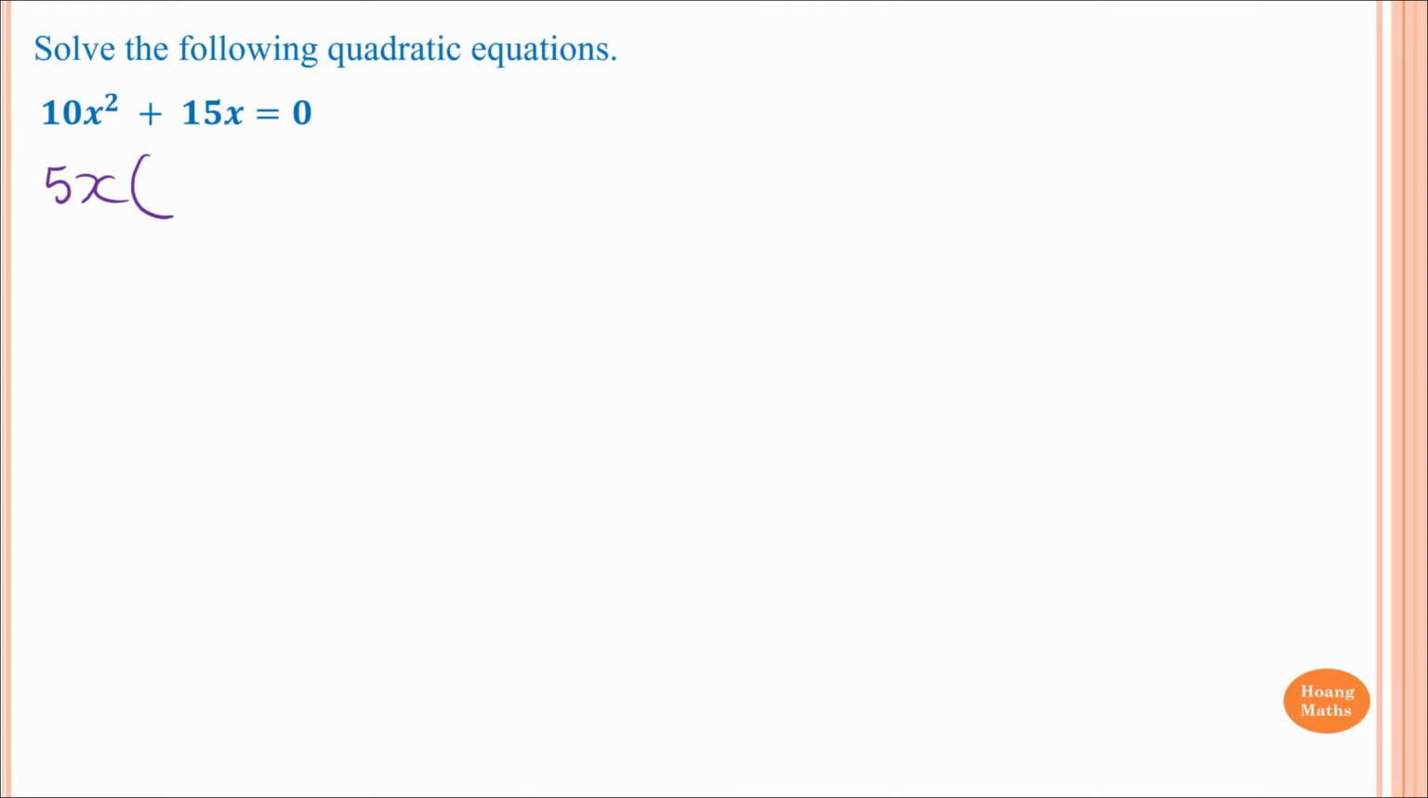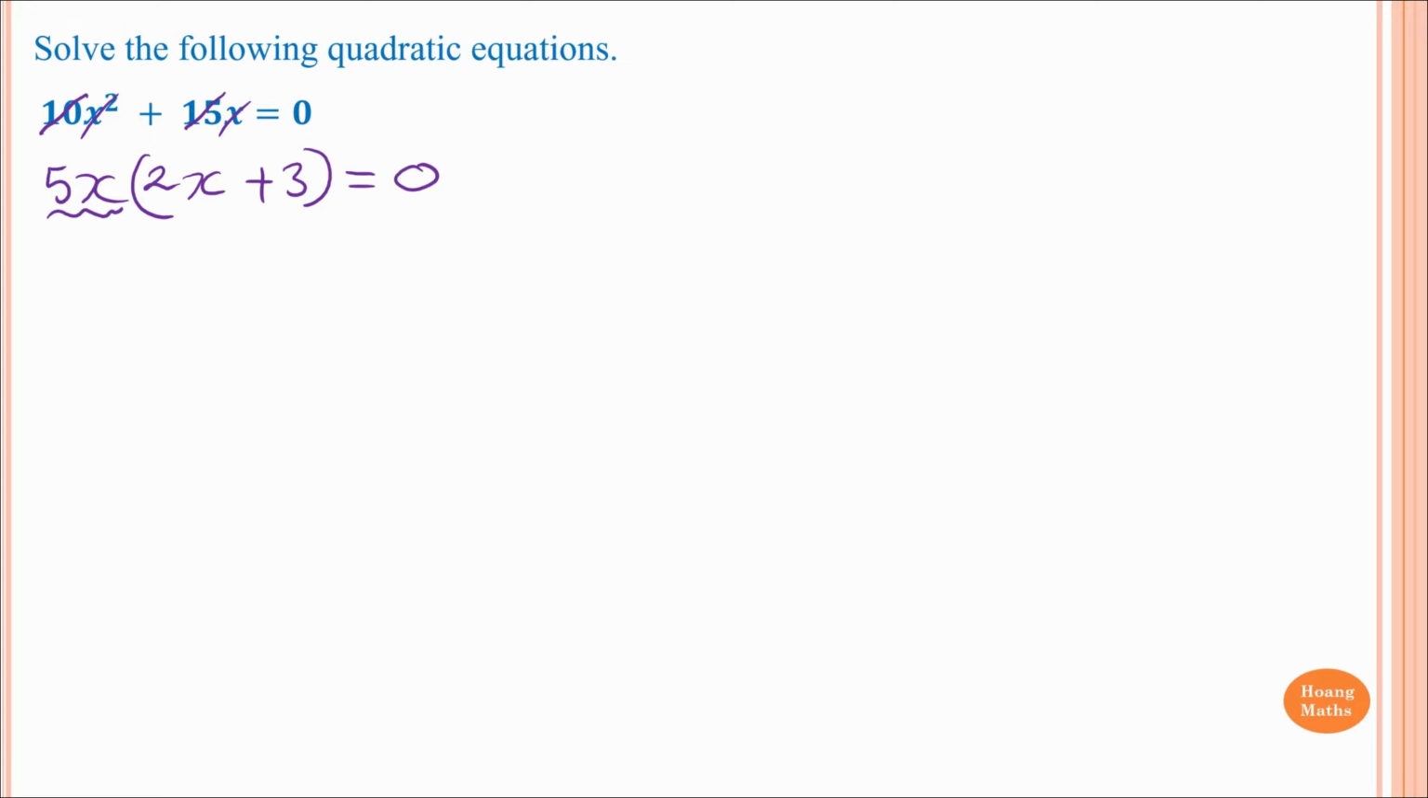Now 10 divided by 5 is 2, so I write the 2 out. x squared divided by x is x. And I add 15 divided by 5 is 3. So x divided by x cancels out. So that's the answer for that.